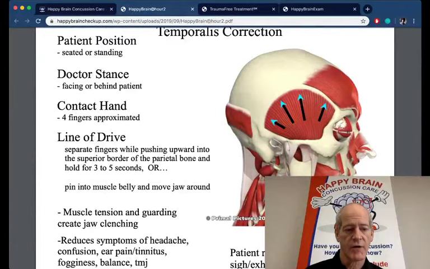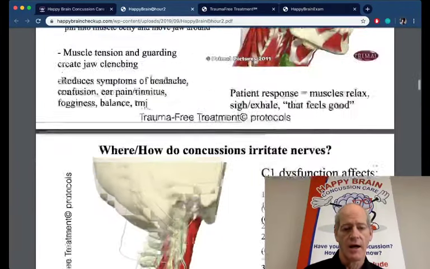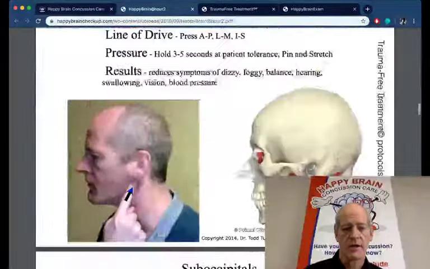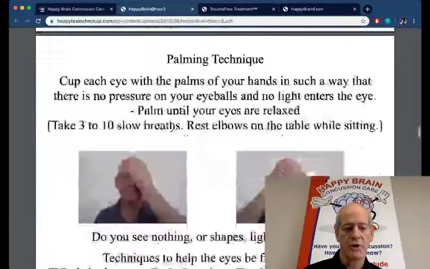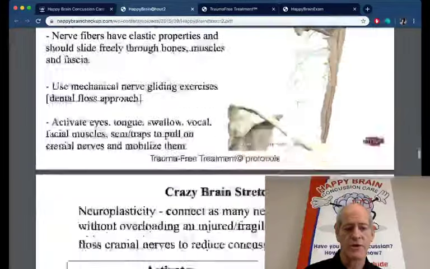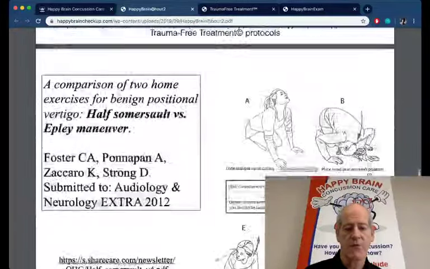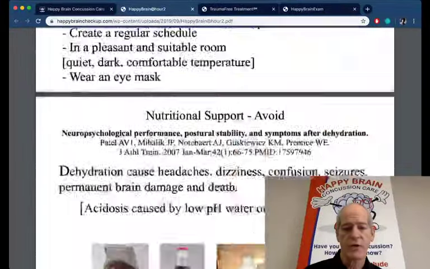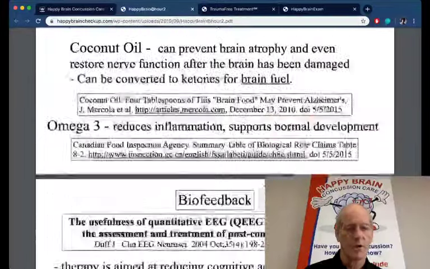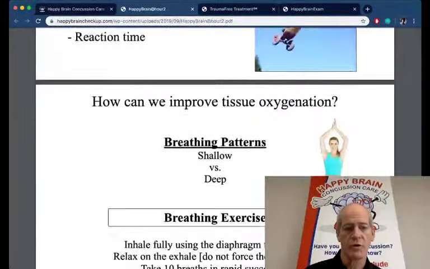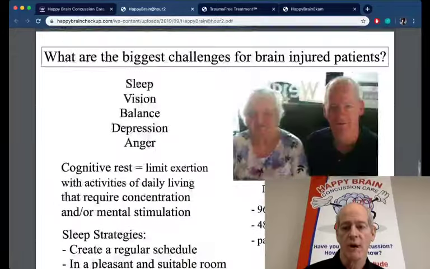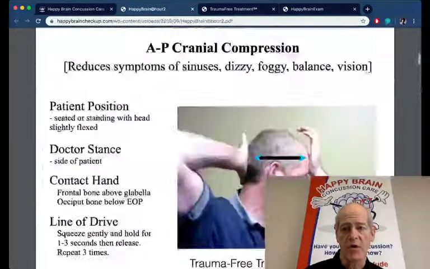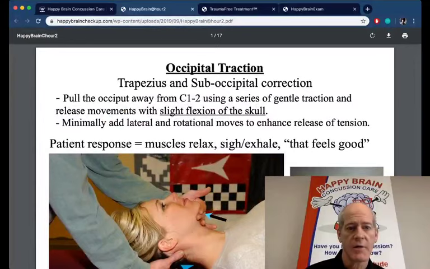There's the temporalis correction again, and different treatment protocols in Hour 2. All of these are for reducing cranial nerve dysfunction. We go down to nutritional support and other treatment protocols. Hour 2 is all about treatment protocols. And then I'm going to go back into Hour 1.